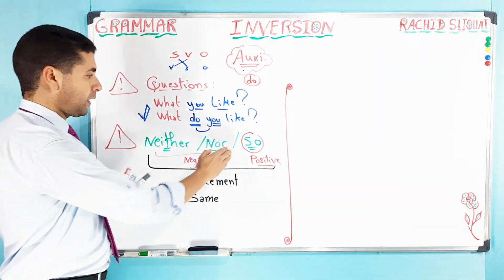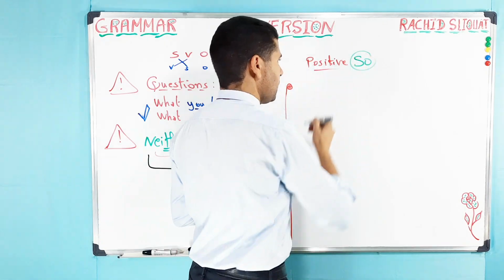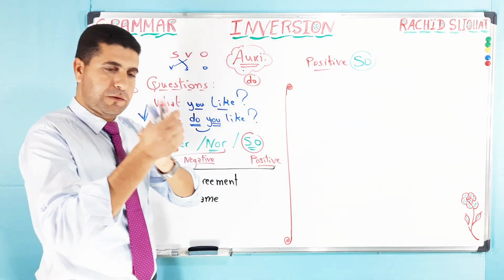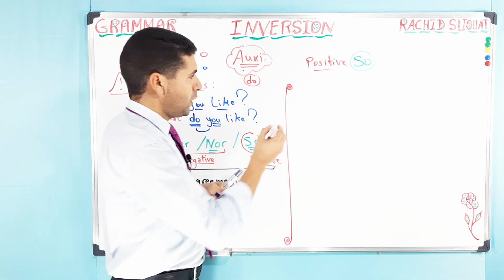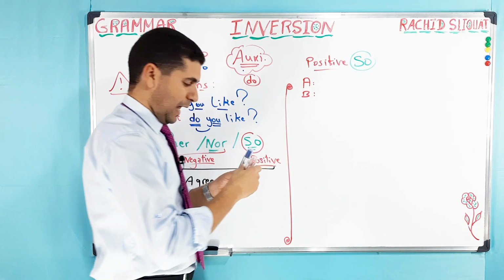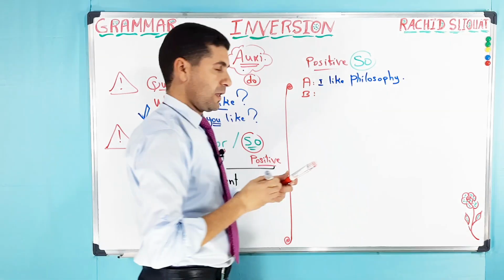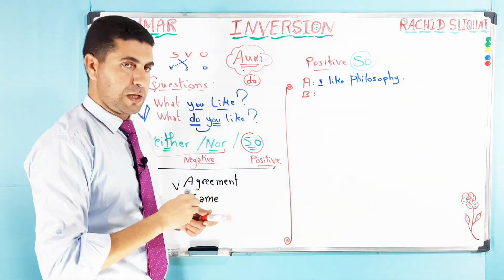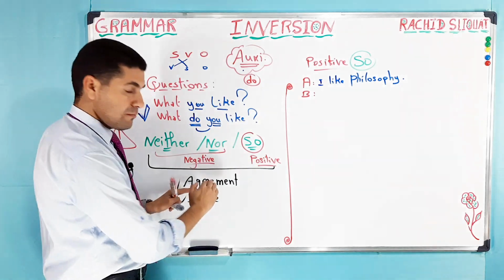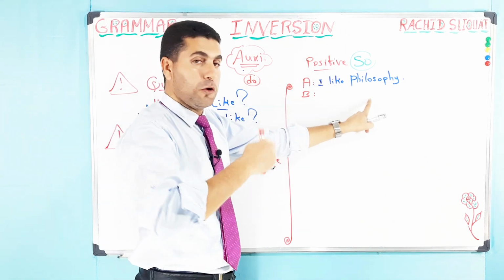We start with the positive. Now, for instance, we can take short answers in conversations. For example, we can take a very simple conversation between A and B. A may say, for example, "I like philosophy." Now, here B can agree, and when I say agree, or be the same, it means B may like philosophy too.